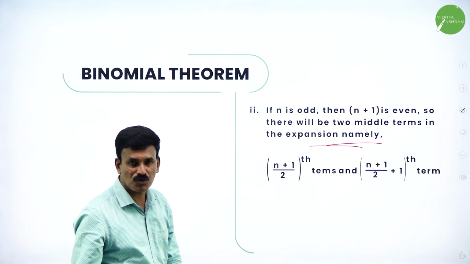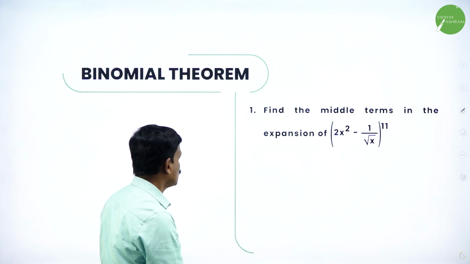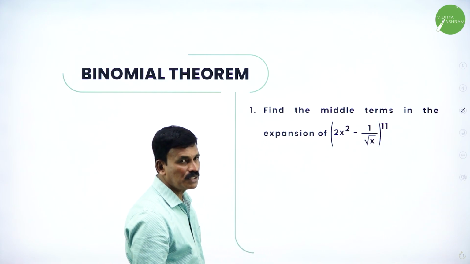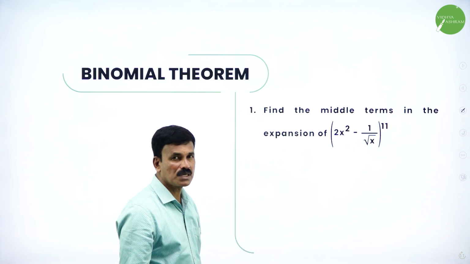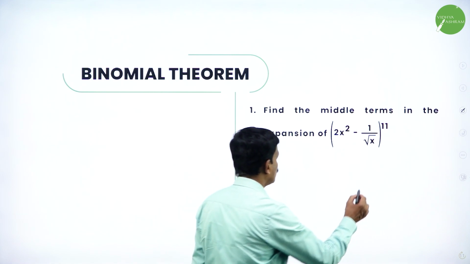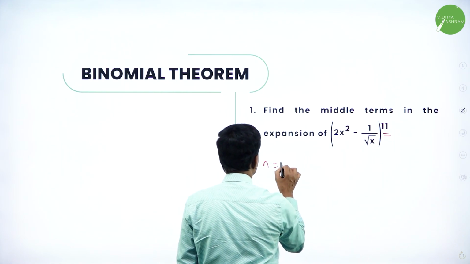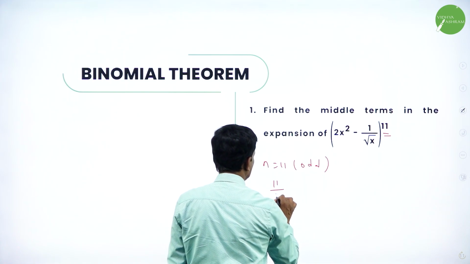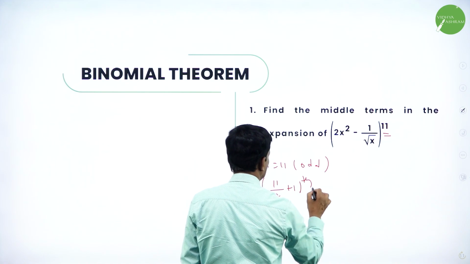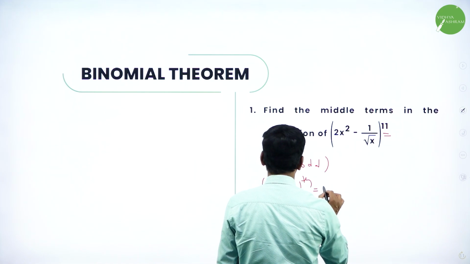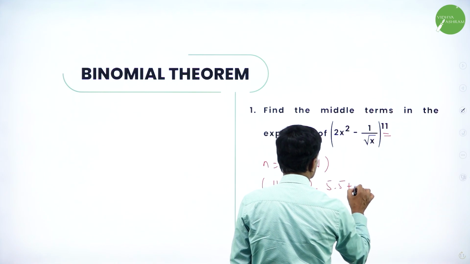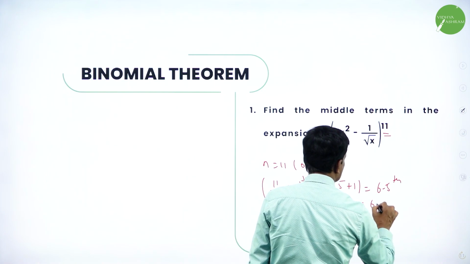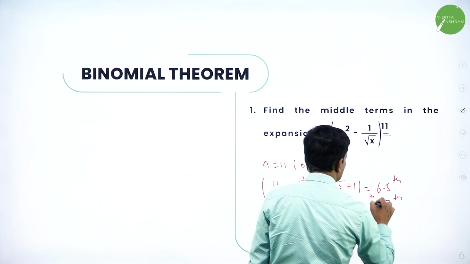Now based on this, let us move on to a problem. Find the middle term in the expansion. Since 11 is an odd number, how many middle terms are we going to get? Since n = 11 is odd, we will get 2 middle terms. 11/2 is 5.5, plus 1 means 6.5. That means the 6th and 7th terms are the 2 middle terms.